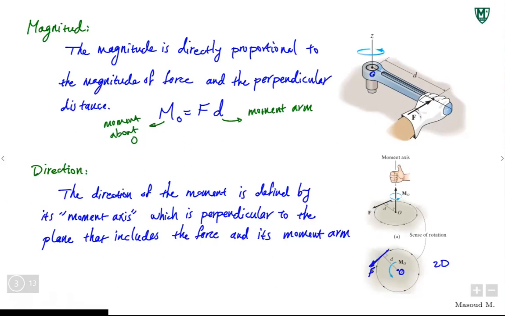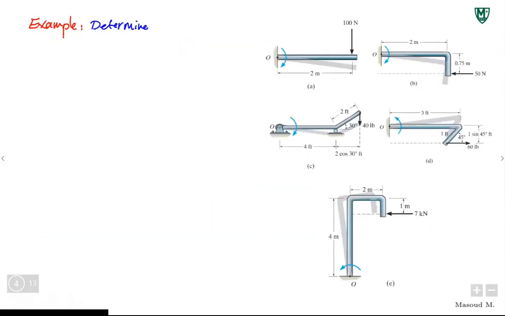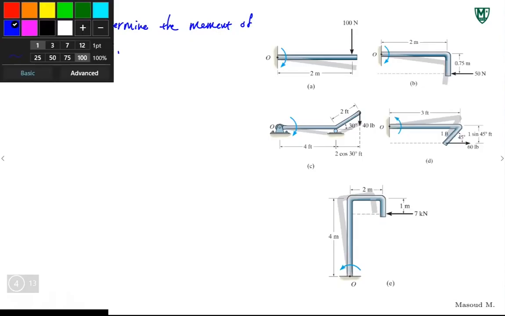Okay. So determine the moment of force about O, right? About point O. I'll just put O. Technically in 3D space it can be a vector, an axis. So I'm going to start from the first one, A, and go one by one.